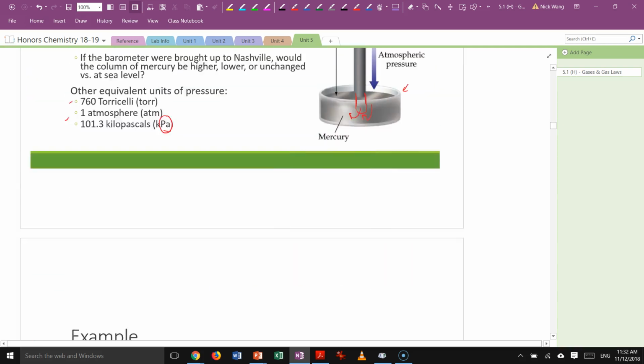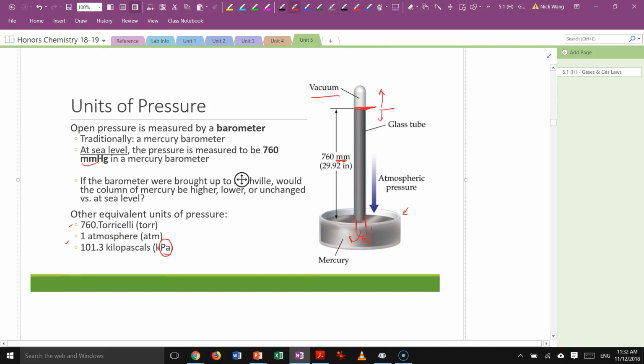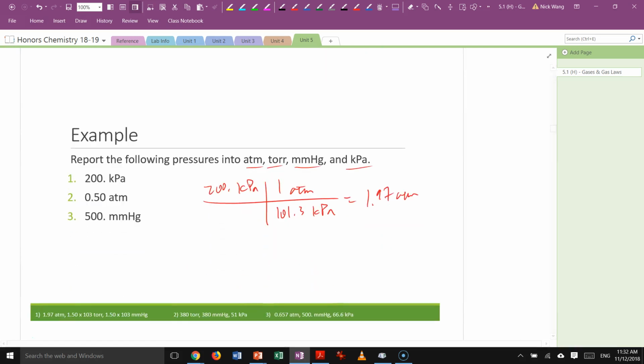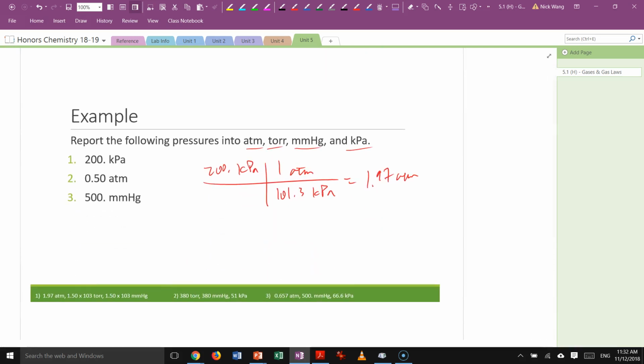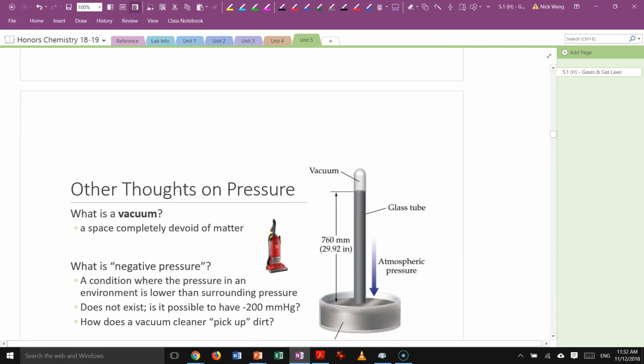Quick note, scooching back up here, all these measurements, 760, 101.3, those are all considered infinite significant figures as they are constants. Right? They're defining a specific quantity, so there are no guessed or estimated values there.